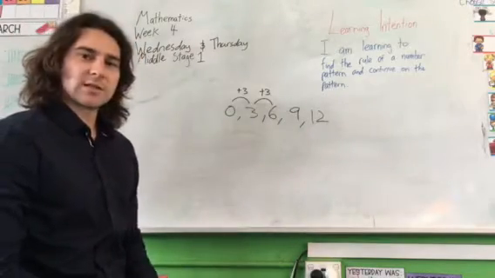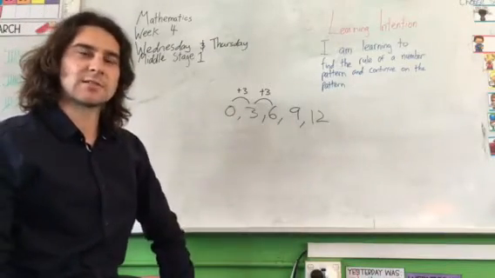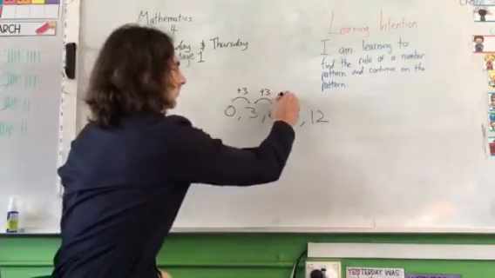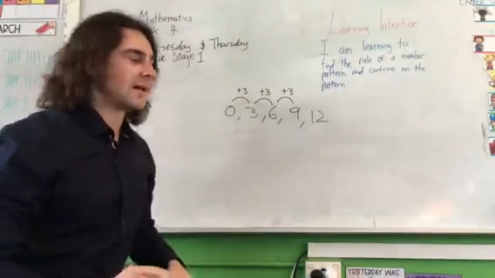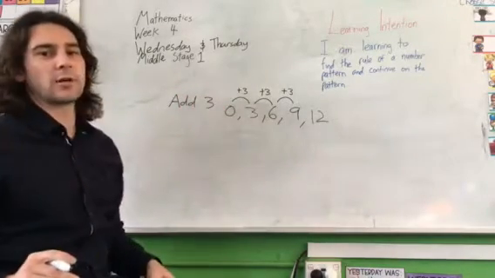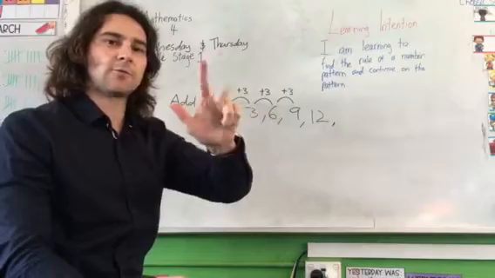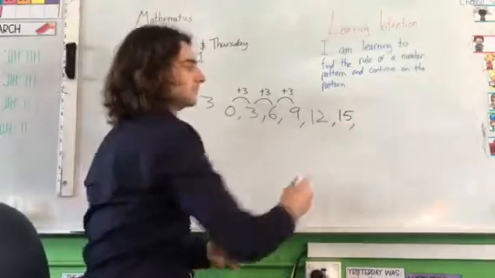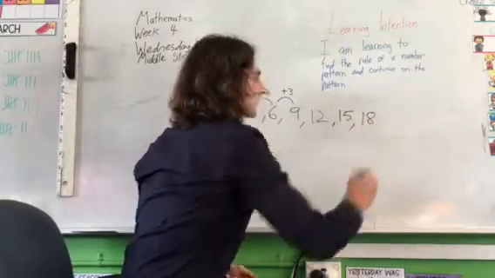Now, let's see if it works with the second lot of numbers. 6 goes in my head. 9 is the second number. 6, 7, 8, 9. 1, 2, 3. I've added 3 again. Now I know that the rule is add 3. So I can continue on my number pattern here. 12, 13, 14, 15. 15, 16, 17, 18, and so on.